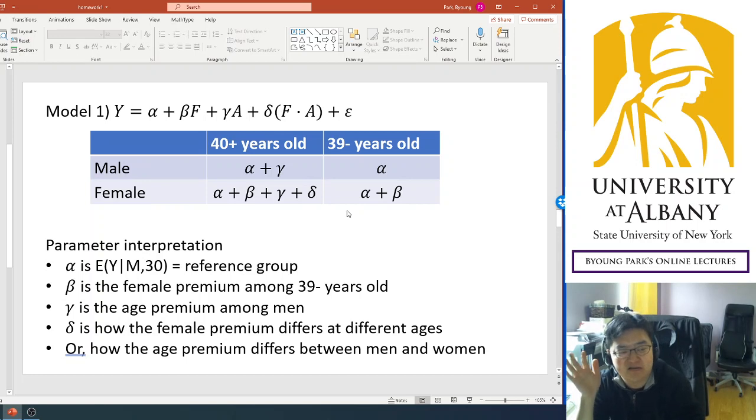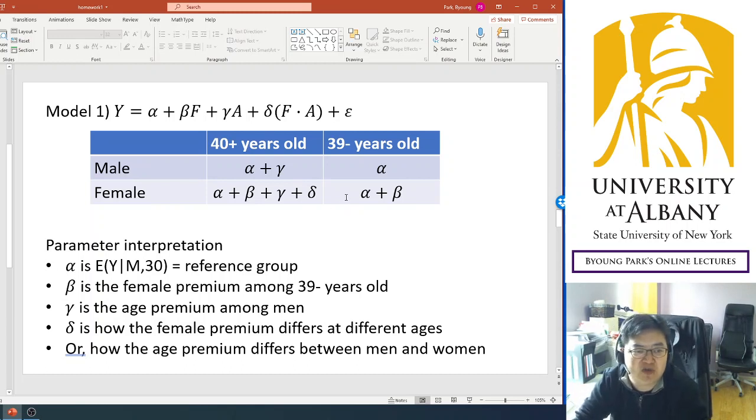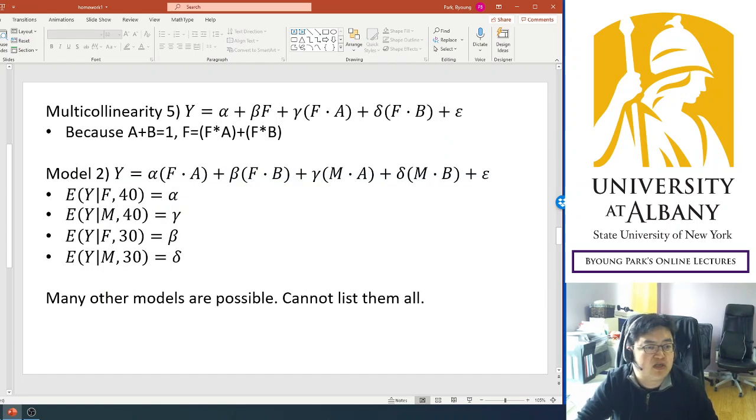So it looks confusing. Yes, it's confusing, but when you make the table, it will be much easier. So think about this. If you are confused, try to interpret what happened here.